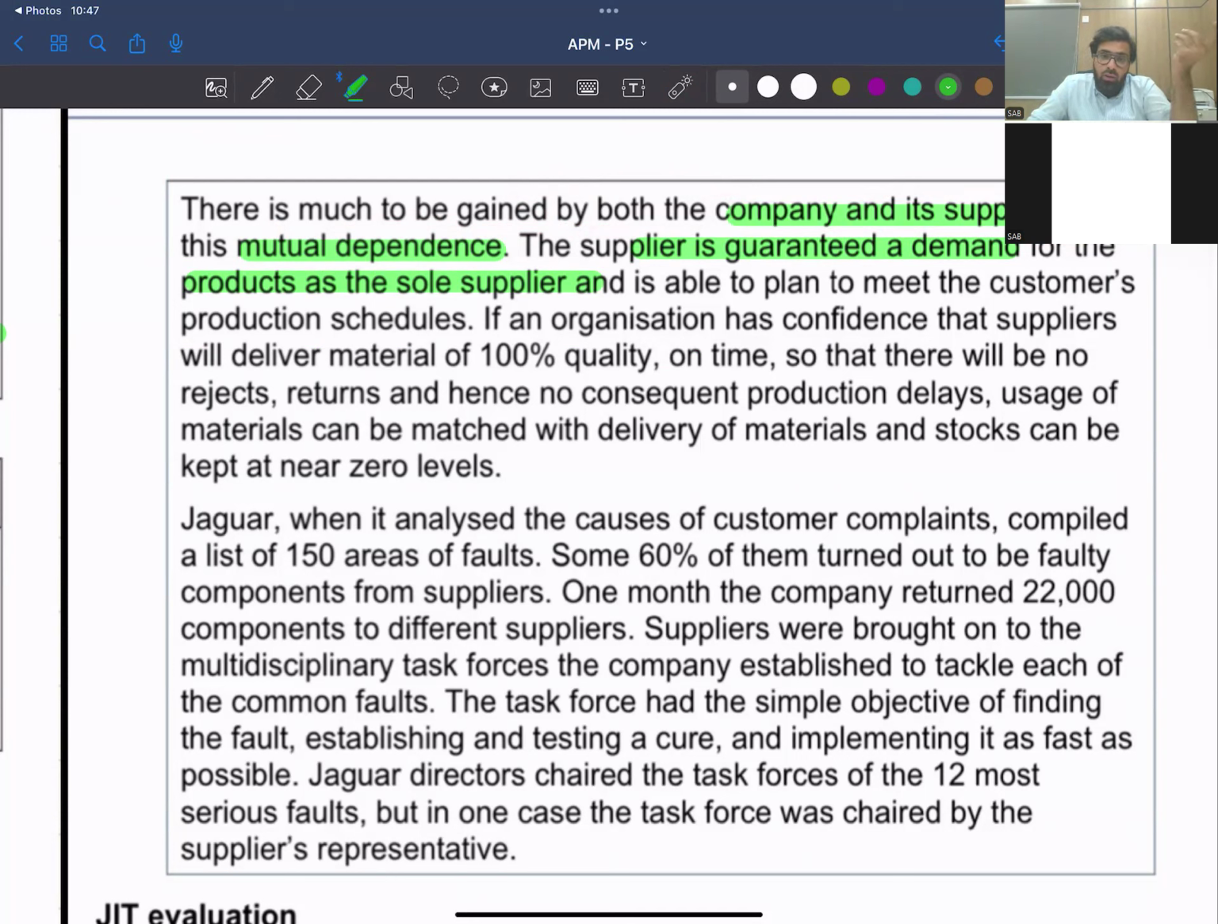We will be in a particular area, but make sure that you meet the customer's production schedules, right? If an organization has confidence in 100% quality on time, there will be no rejects returned and no consequent production delays. So it's a mutual relationship, right? It's a mutually beneficial relationship that provides both of you good benefits towards each other.